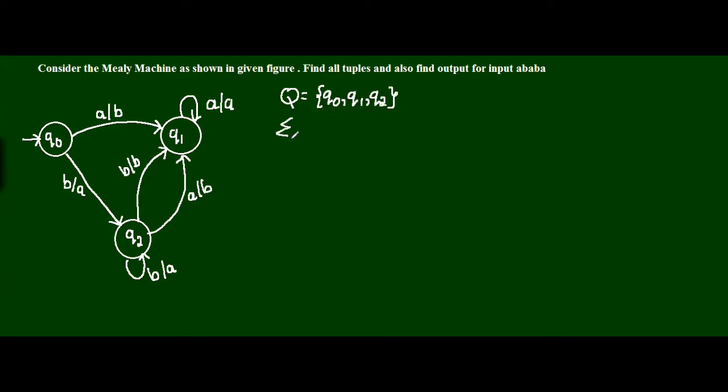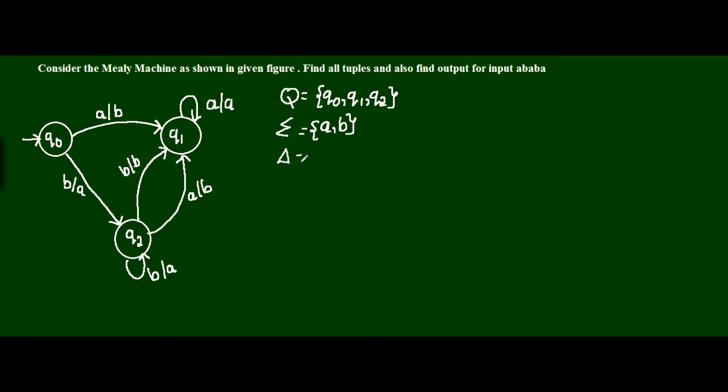Sigma denotes the input alphabet. Q0 is my present state, A is the present input, the next state is Q1, and this one is the output. Q1 is my present state, A is the present input, the next state is Q1 and the output is A. So here two input symbols are used, A and B.